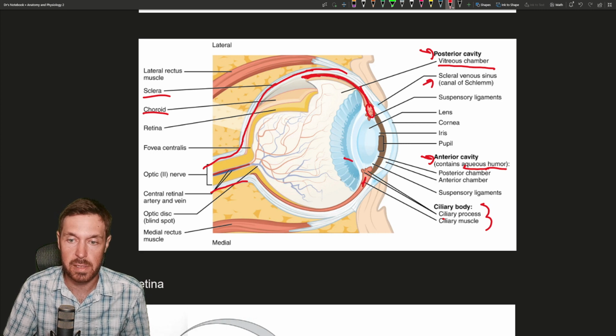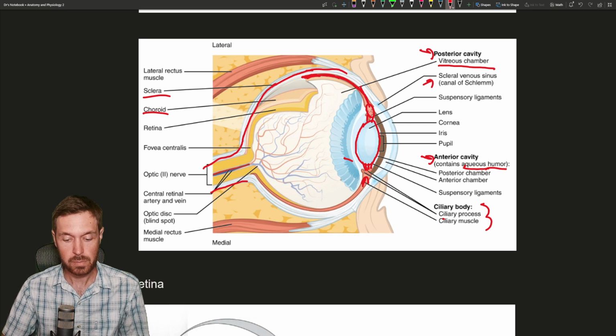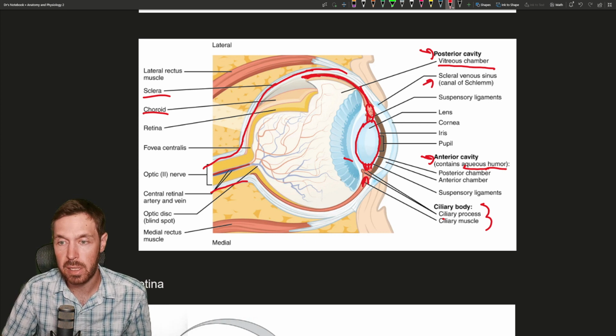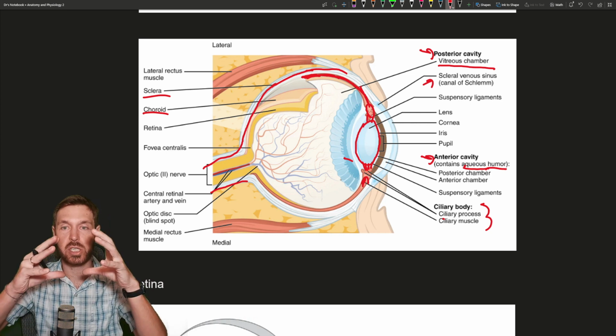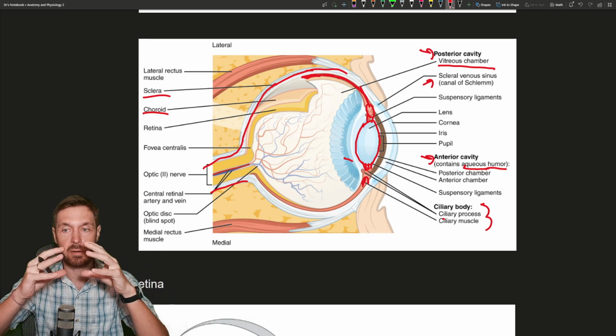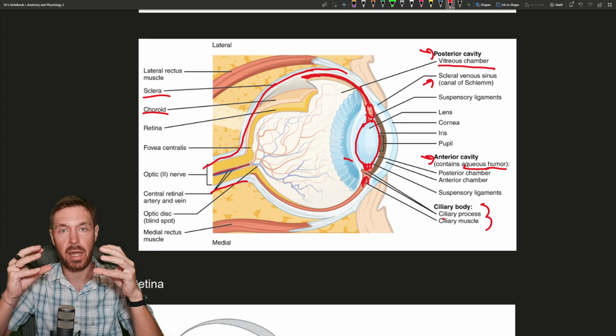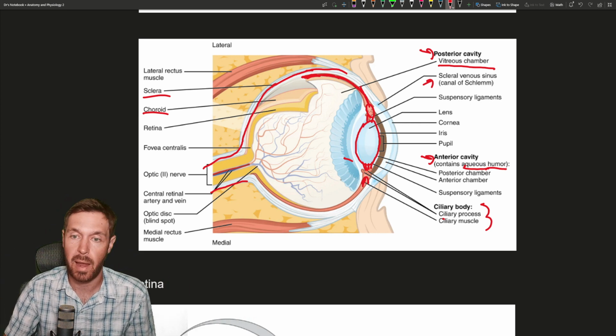So the tugging of these ciliary bodies pulls on these suspensory ligaments right here, which are holding this structure in place. Kind of hard to see on this image, but that is the lens. So when you look at something close and then look at something far away, your lens is changing its shape. It's called lens accommodation. So there's a pulling of these ciliary zonules on the lens to allow for that accommodation to occur. So that's actually a parasympathetic event taking place right here.